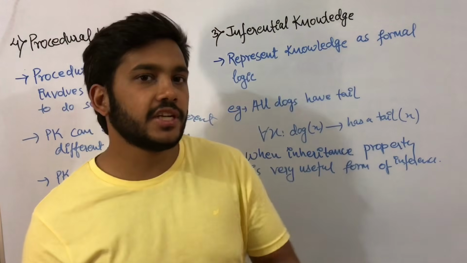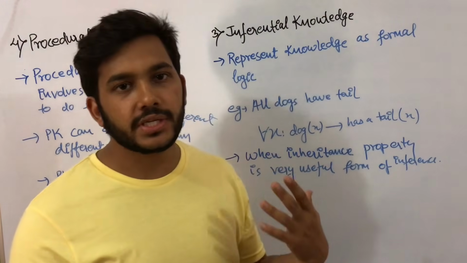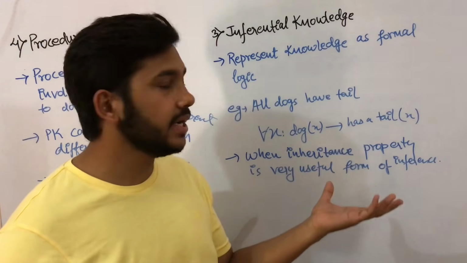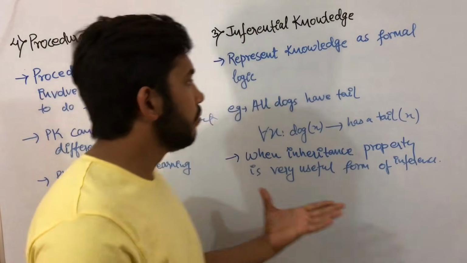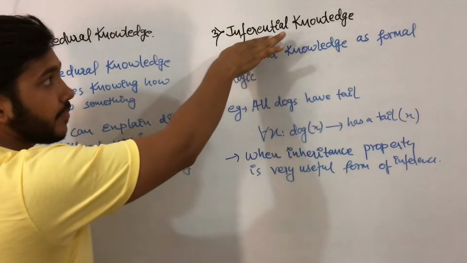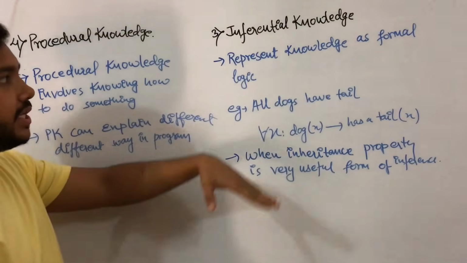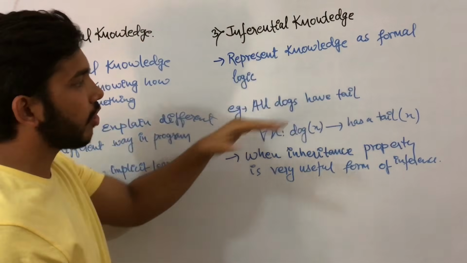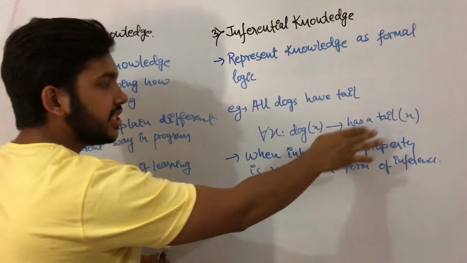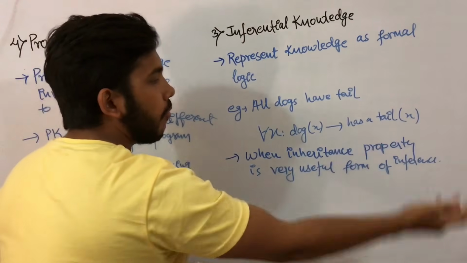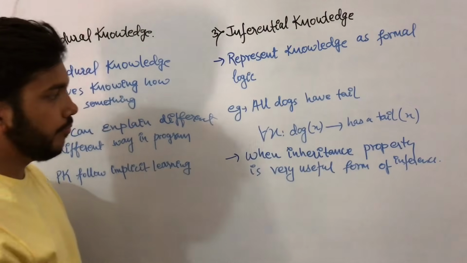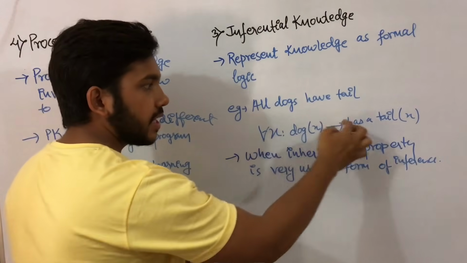So basically in knowledge representation there are mainly two approaches, relational knowledge representation and inheritable knowledge representation. But there are two more approaches. First is inferential knowledge. Inferential knowledge means representing knowledge as formal logic. It is used when the inheritance property is a very useful form of inference. For example, all dogs have a tail.